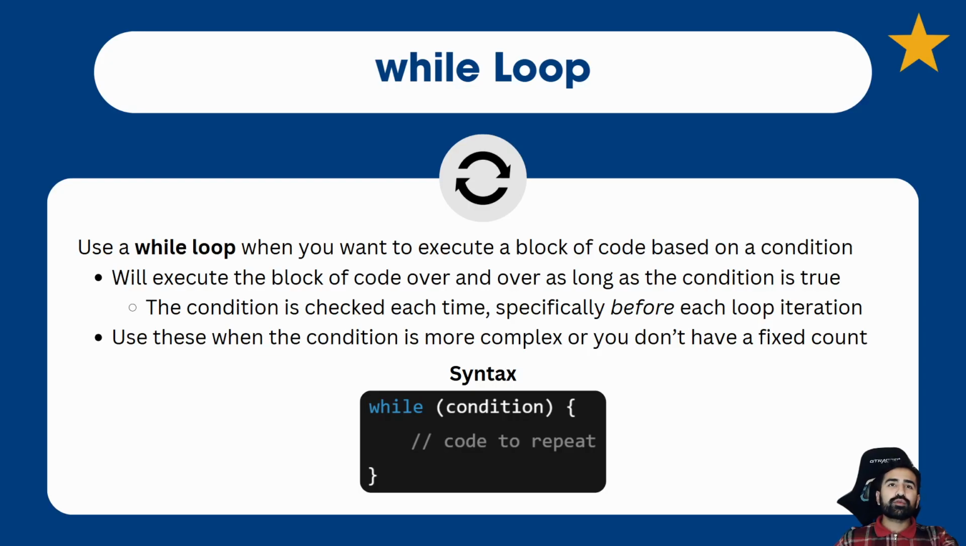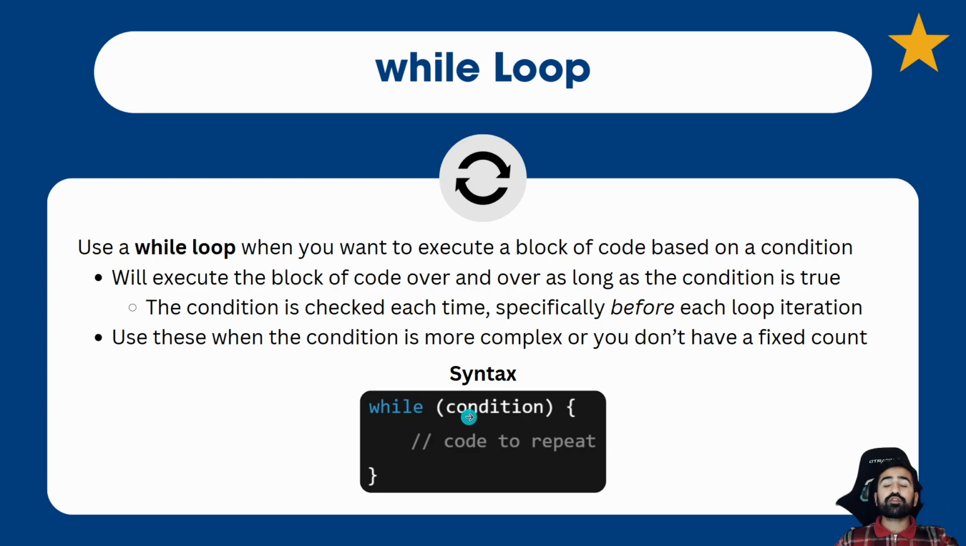Well, for loops are really great when you know exactly how many times you want to run the code. Sometimes the condition's a little bit more complex. Maybe it's not as straightforward. So here we have another type of loop, that's the while loop. This will execute the block of code over and over as long as that condition is true. The condition is checked each time, specifically before each loop iteration.